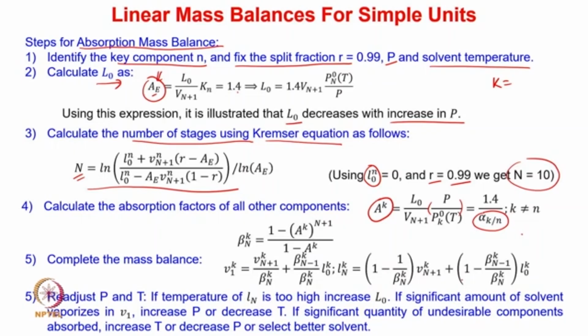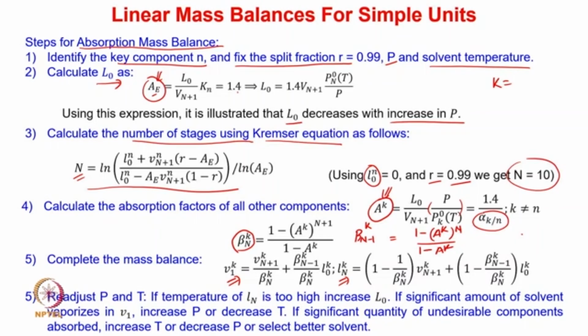With this we can obtain the different values of the absorption factors for different components. Once we have got the absorption factors, we can use this equation and calculate the corresponding Bn and Bn minus 1. We can also calculate, in this case, Bn minus 1 for the kth component, that will be 1 minus ak raised to the power n divided by 1 minus ak, isn't it? Once we have obtained Bn minus 1 and Bn, we can use those in the mass balance equation and calculate the corresponding mass balance.